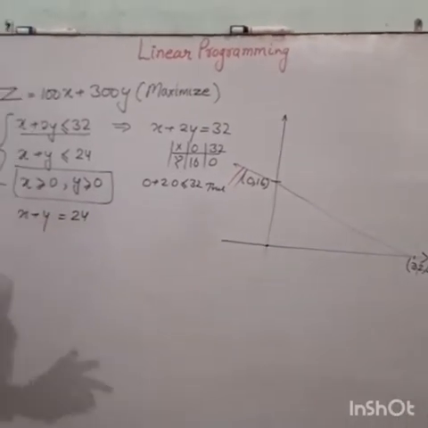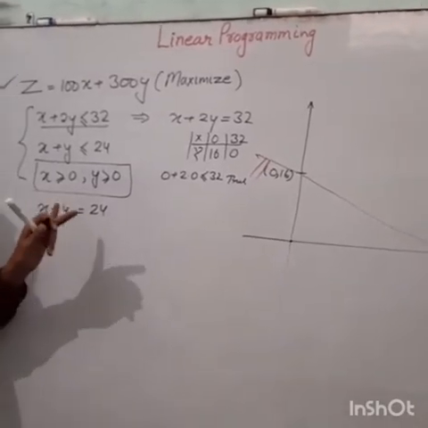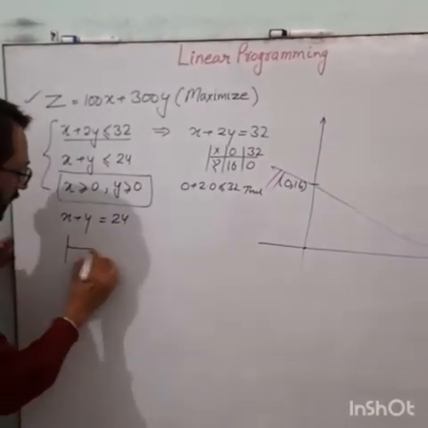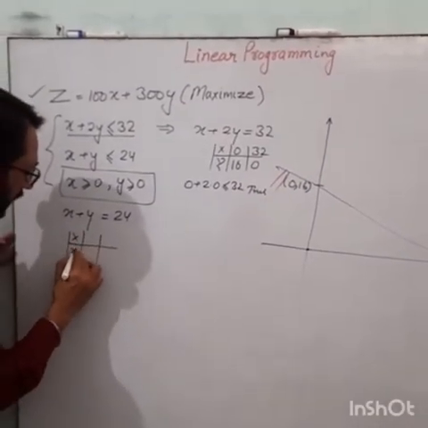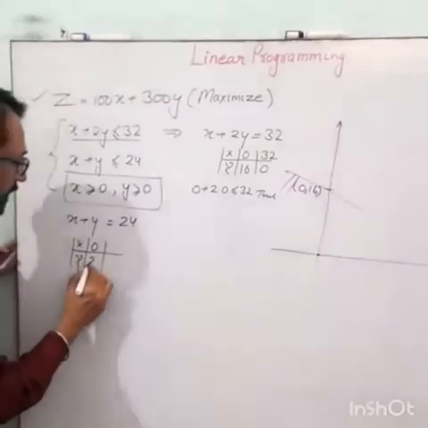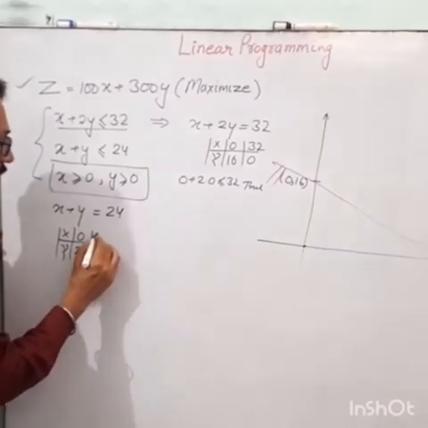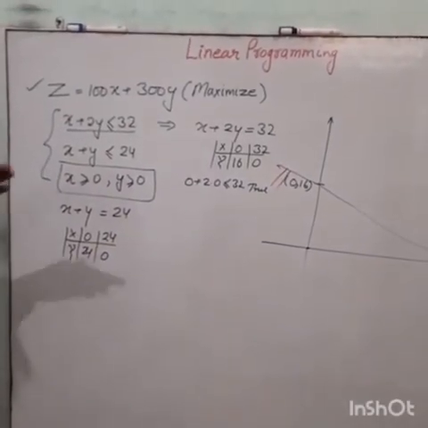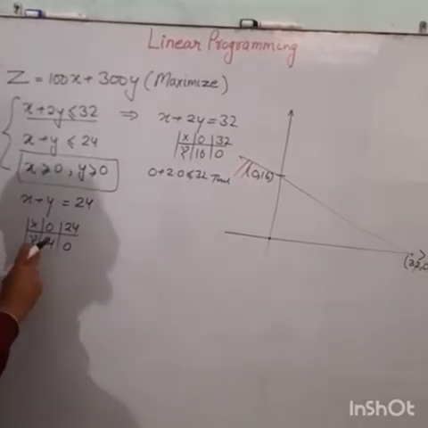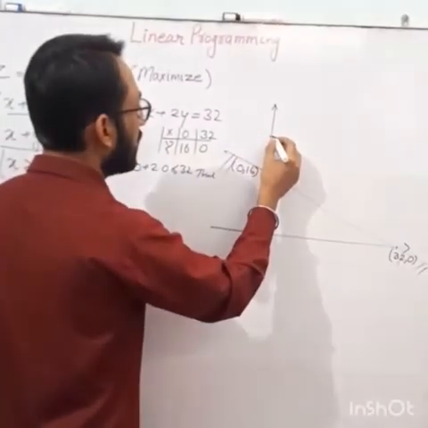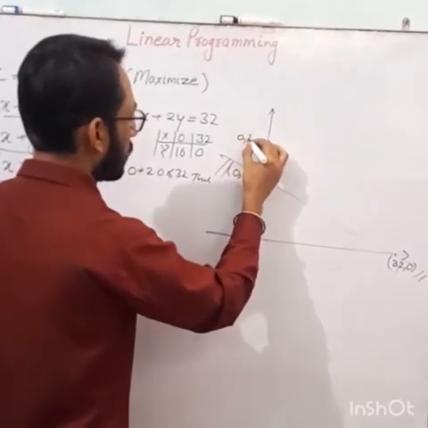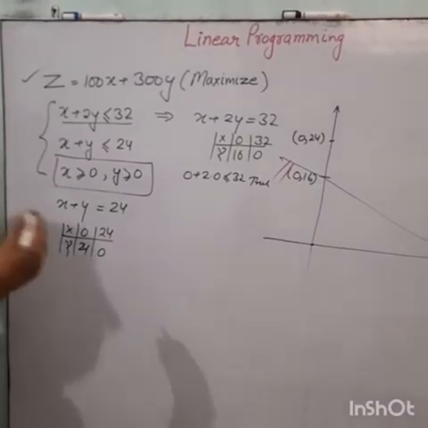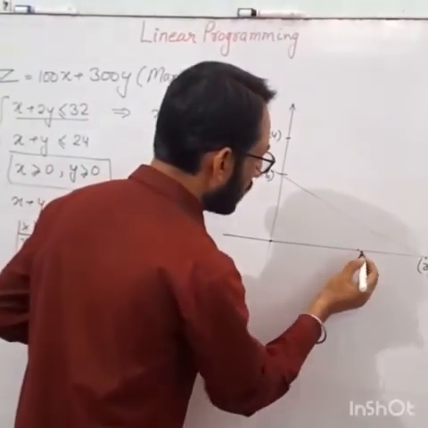Now the next equation will be x plus y equals 24. Again I am telling you, x plus y equals 24. We need to make the equation because a graph is meant for equations only. Now again the table of x, y. Once we take x as 0, y will be 24. Next time y will be 0, x will be 24. So let us put these values into the graph. When x is 0, y will be 24. And when y is 0, x will be 24.